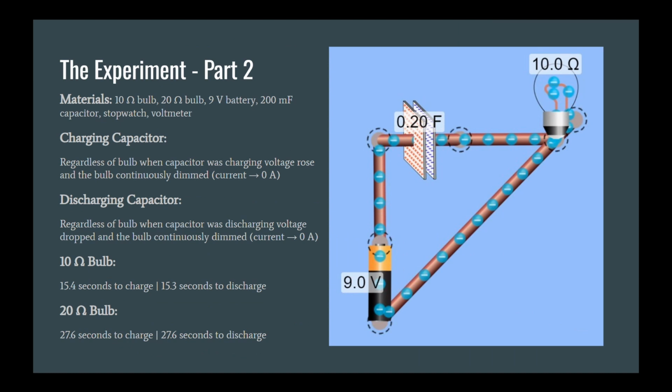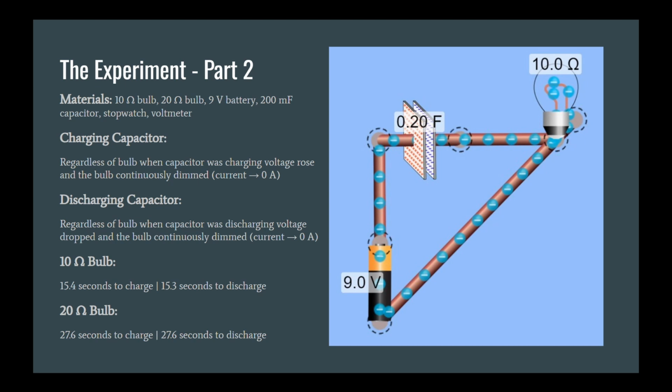For the next part, we have to talk about what we're using. We have the 10 ohm bulb, the 20 ohm bulb, the 9 volt battery, a 200 mF capacitor, a stopwatch, and a voltmeter. When we're charging the capacitors, regardless of the bulb we were using, voltage was rising and the bulb continuously dimmed because the current was going down to 0 amps. When we were discharging the capacitor, regardless of the bulb, voltage dropped and the bulb continuously dimmed. Again, the current was going towards 0 amps.